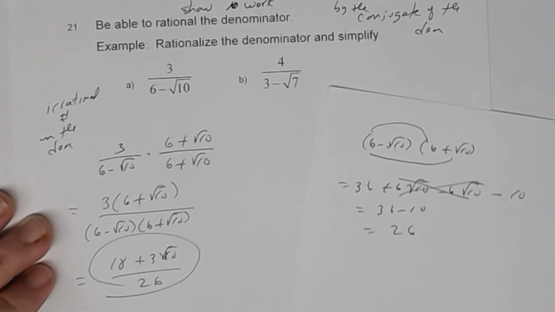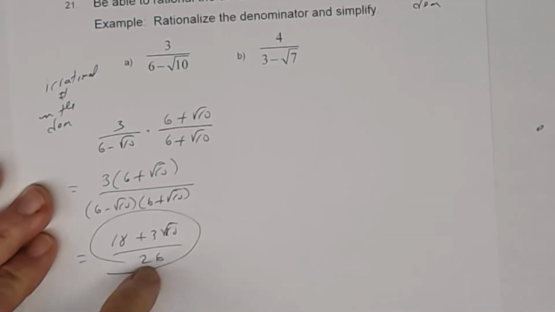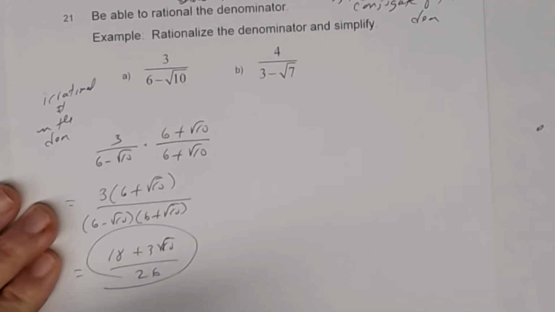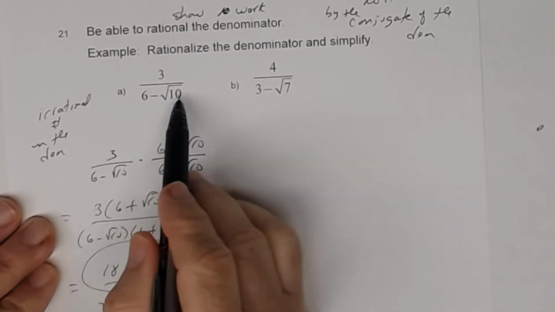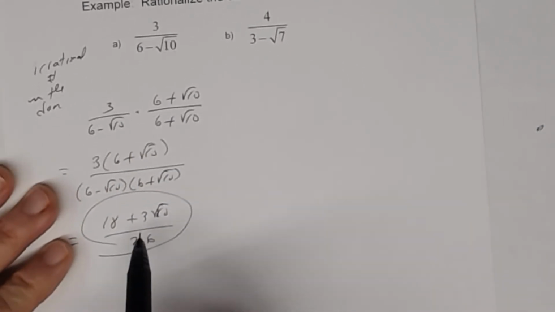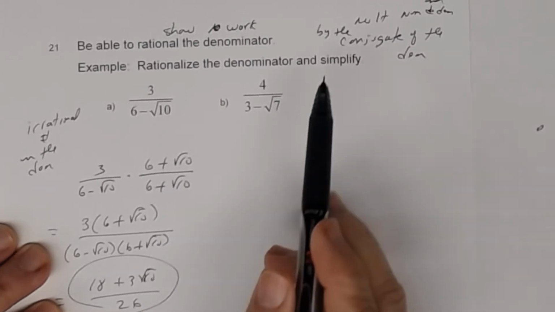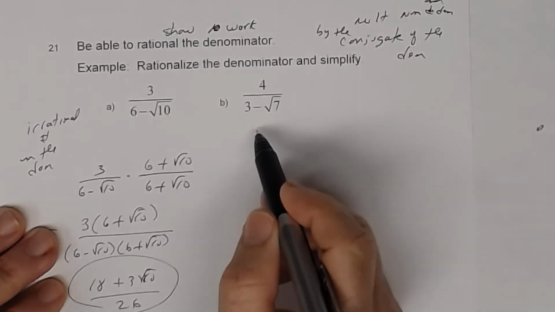Okay? So remember, you want to rationalize the denominator, meaning you want that denominator to be a rational number. 26 is a rational number. Before, square root of 10 is irrational. So this is an irrational number down here. To make it rational, you're going to multiply both the numerator and the denominator by the conjugate. So using the same idea here, same thing.